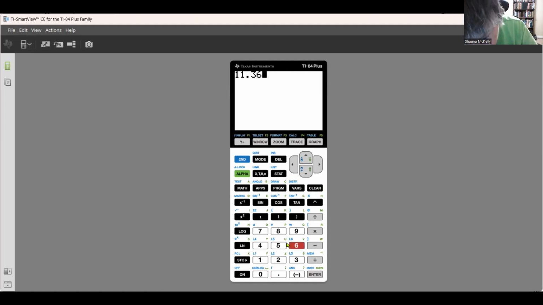Let's try it again. 11.365 minus 8.235. And if you do the subtraction, you'll end up with the width here, okay? 3.13 is your width for that, or 3.130 if you choose, okay? If you want to make it 3 decimal places. So that is how you would do that.